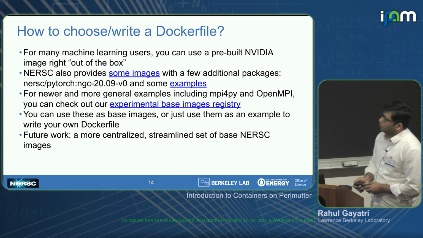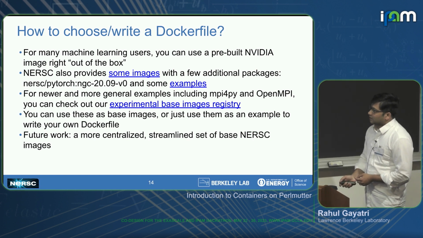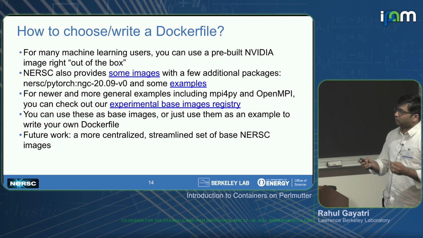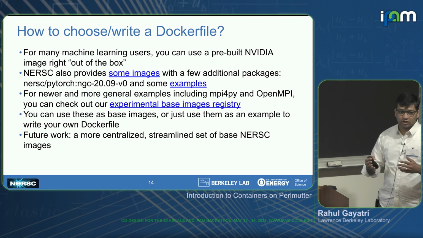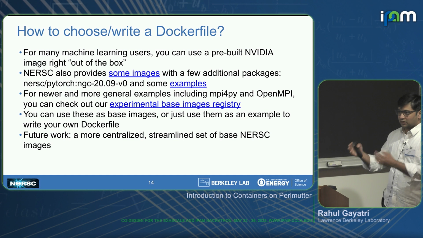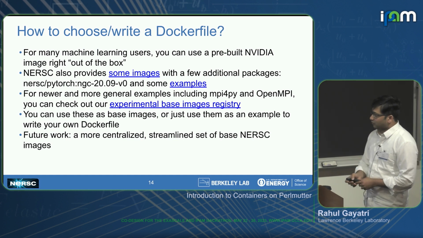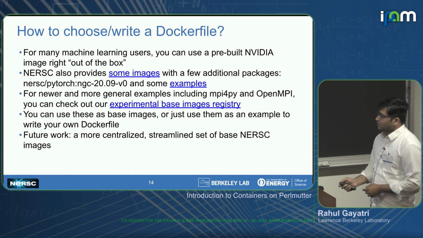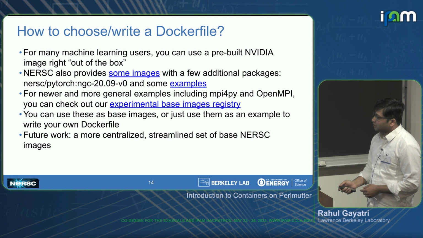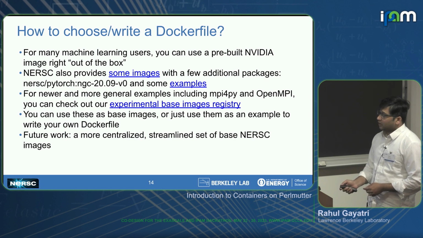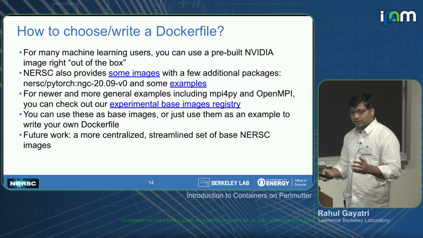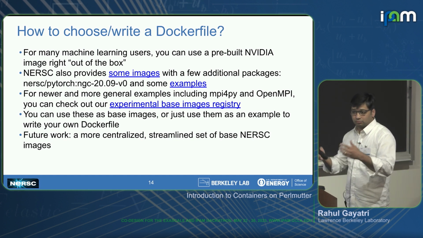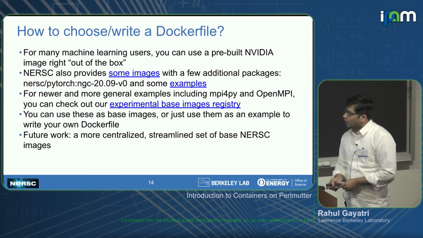So how do you choose or write a Dockerfile? As I was telling you earlier, there are a lot of pre-built images that you can just use out of the box, like PyTorch or NVIDIA's different libraries. There are some experimental images that you can just pull from the NERSC registries. If not an image, it'll at least have a Dockerfile that you don't need to write, and you can just build that Dockerfile into an image.